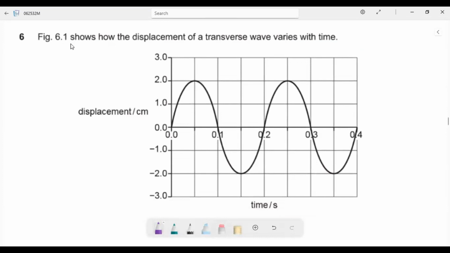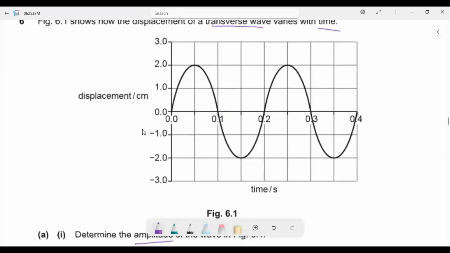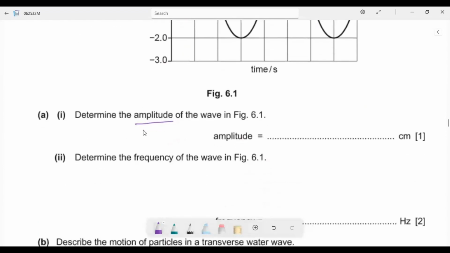Next, figure 6.1 shows the displacement of a transverse wave that is varying with time. This is a displacement time graph. Determine the amplitude of the wave. So how can we find the amplitude? That is the maximum distance from the zero crossing point. From this time axis, the zero crossing point to the maximum distance, the peak value, is 2 centimeter. So the amplitude is 2 centimeter.